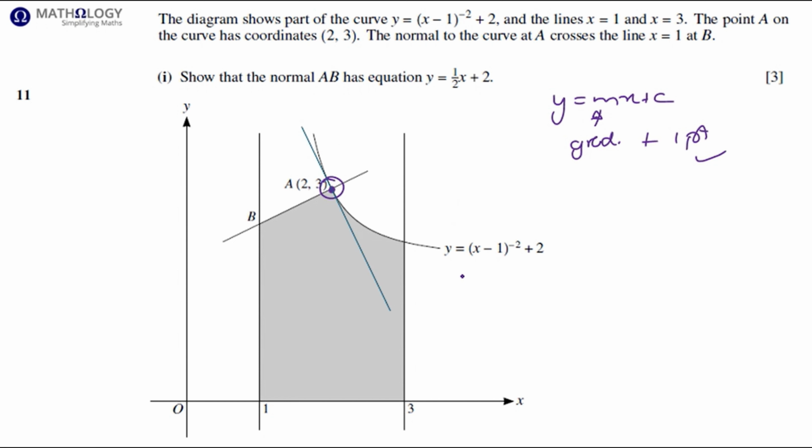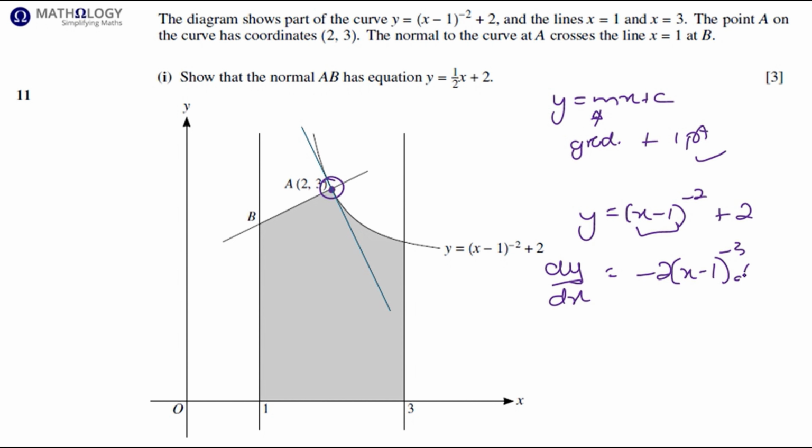To do that, we're going to differentiate the function y equals (x minus 1) to the minus 2, plus 2. So dy/dx equals minus 2 times (x minus 1) to the minus 3. We then multiply by the derivative of x minus 1, which is just 1, and the derivative of a constant is 0. So dy/dx is minus 2 times (x minus 1) to the minus 3.